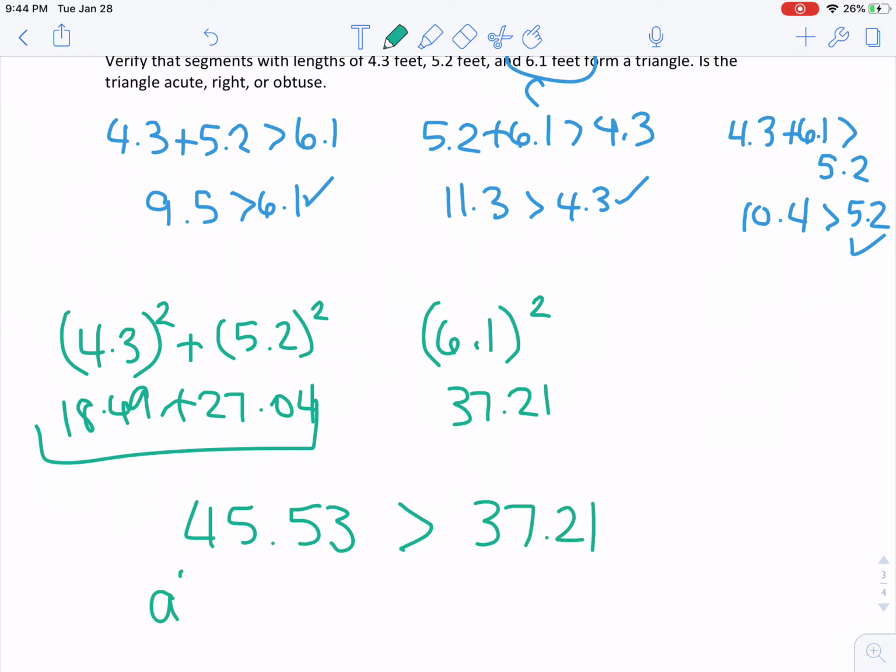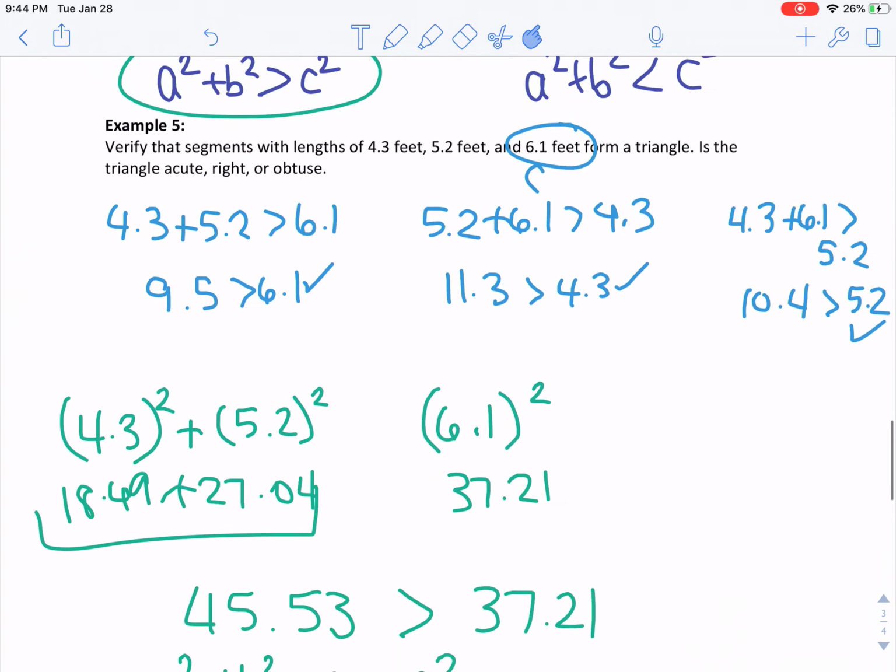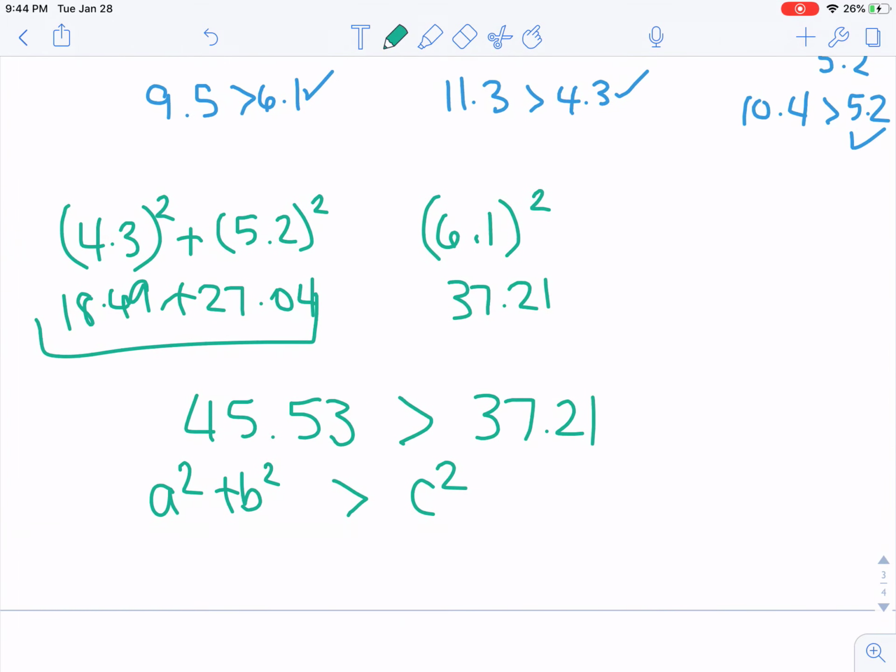So what we found was a squared plus b squared is bigger than c squared. So if I go back to the top here, it says, okay, if a squared plus b squared is bigger than c squared, that is an acute triangle. So these are going to form an acute triangle.